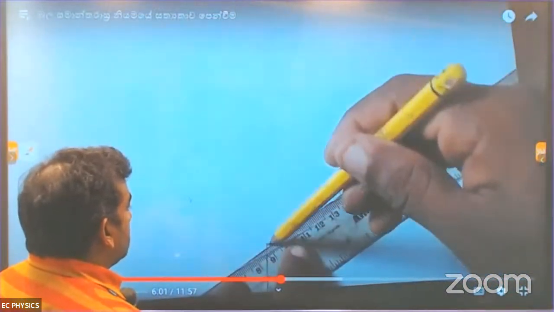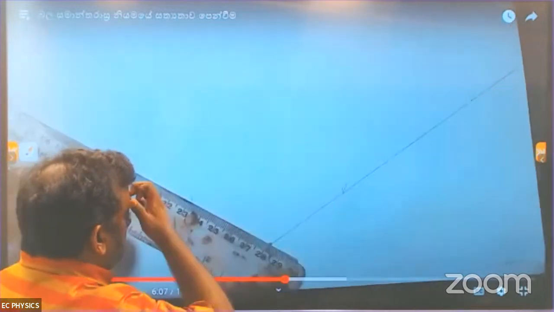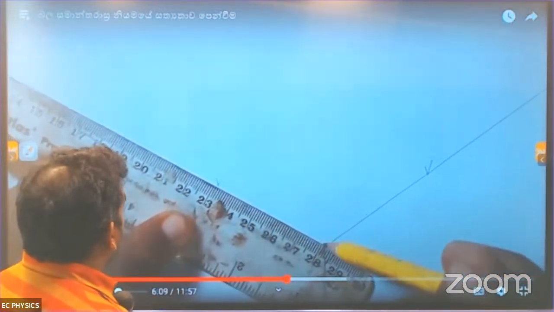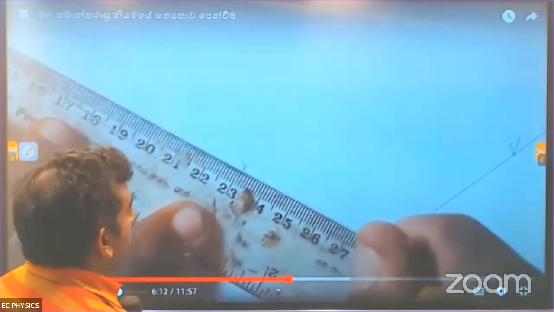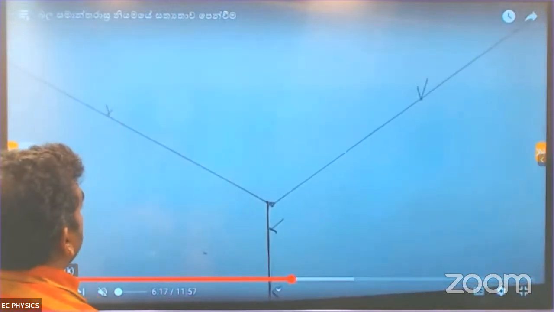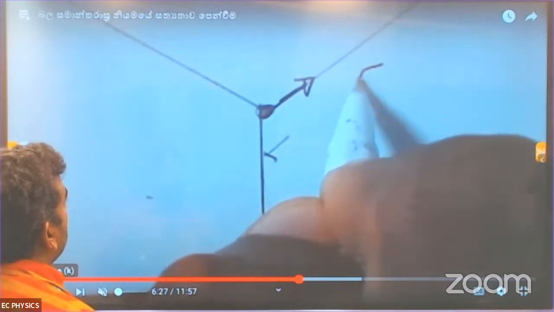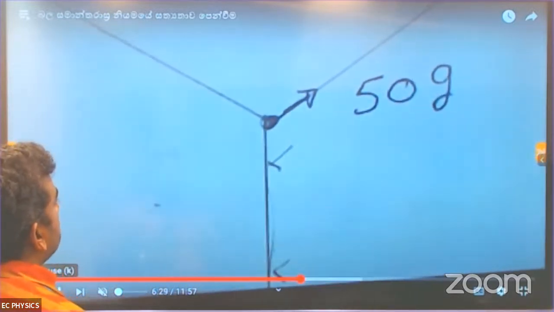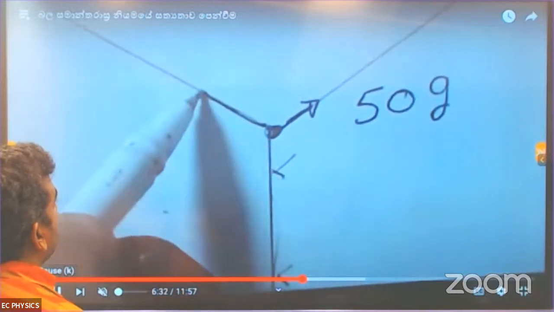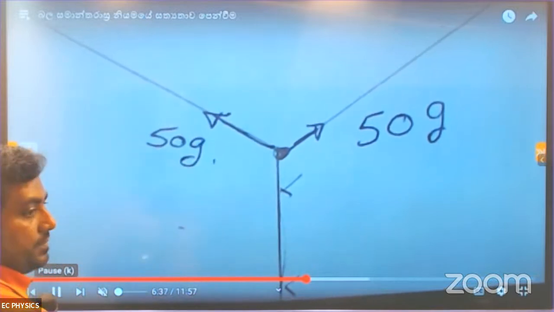We draw the line segments. The center point is marked. That is 50 grams. That's also 50 grams for our example.